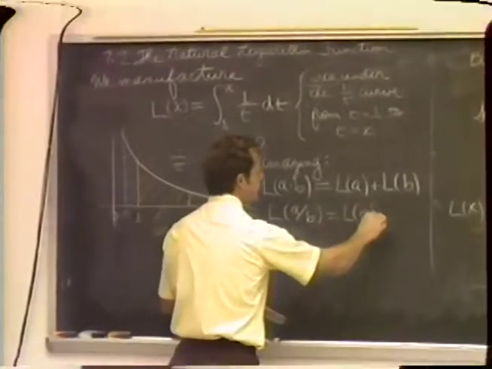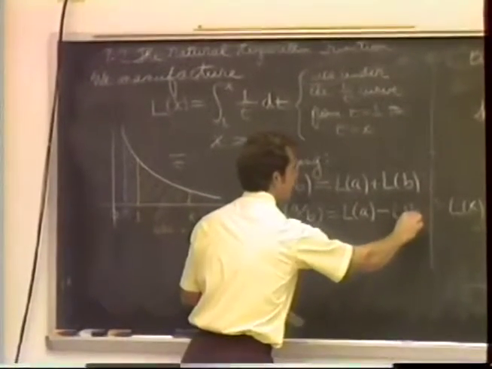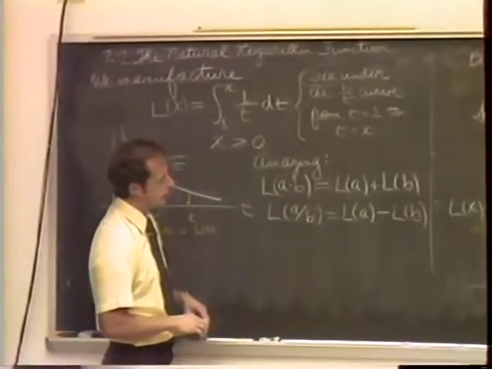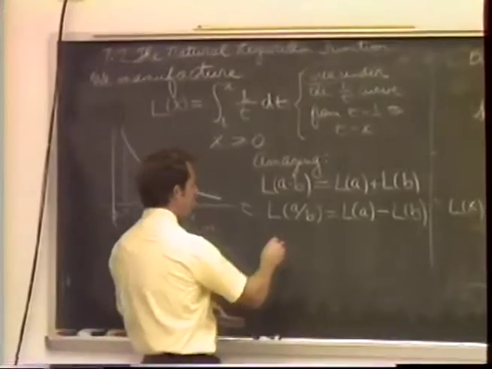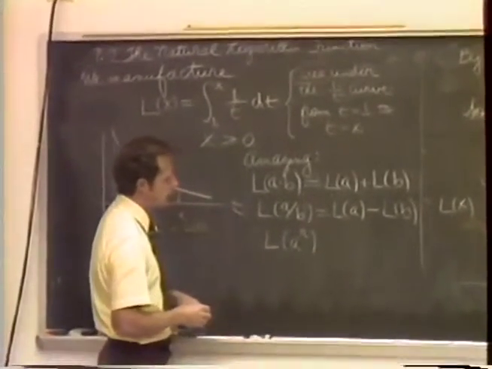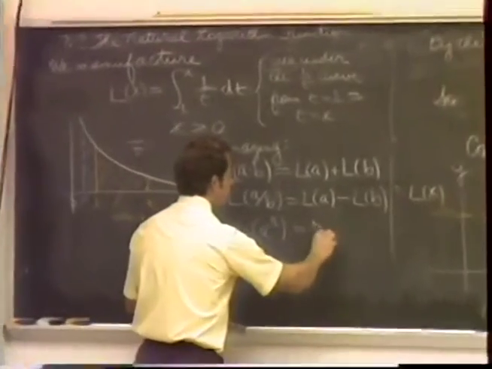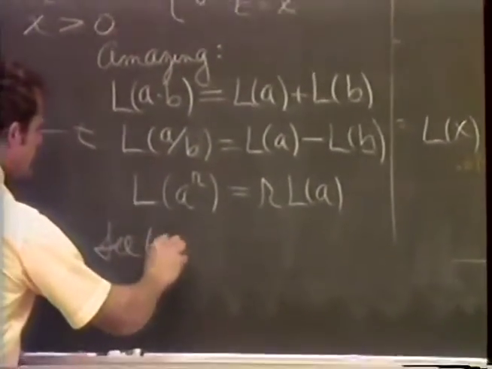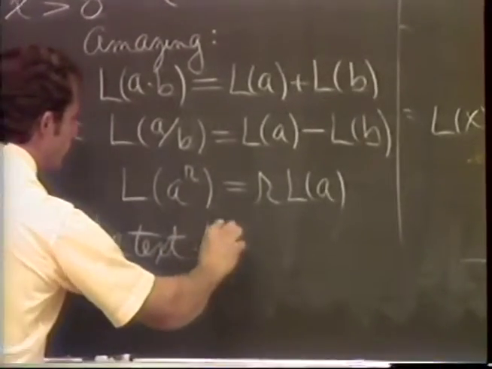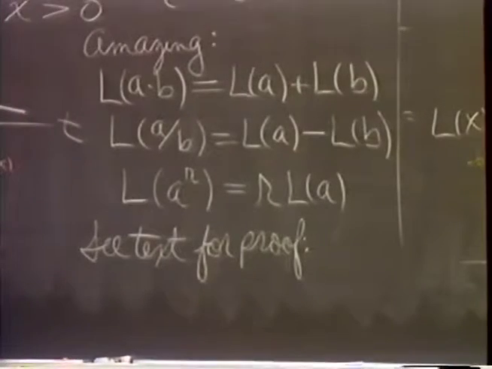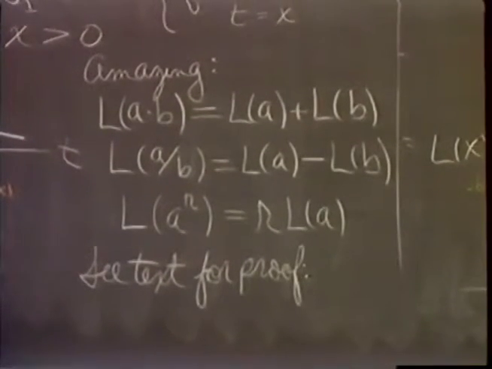If you deal with a quotient, L of a over b is L of a minus L of b. And if you deal with powers, let's say rational powers for now, L of a to the r turns out to be r L of a. See text for proof. I don't want to go through the details. It's all there. I couldn't do any better than they could.